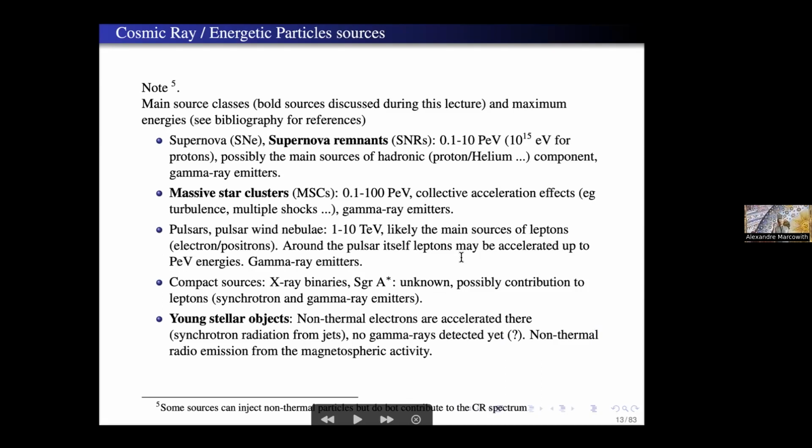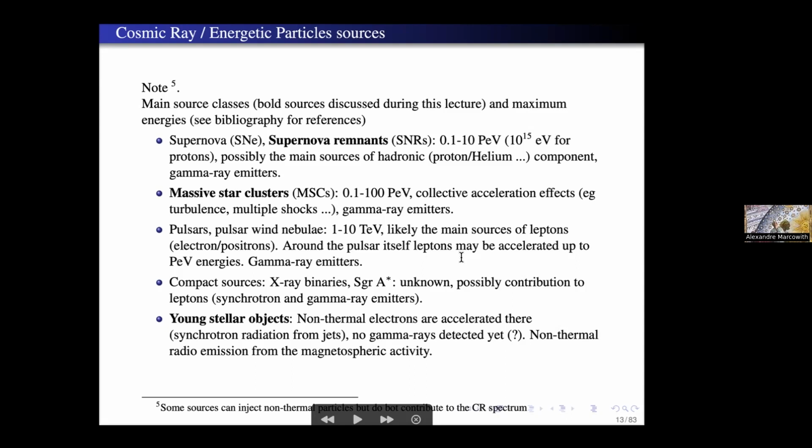Just one note here. I will always talk about cosmic rays. For me, what cosmic rays are is the particles we observe. That does not mean that all sources in our galaxy producing non-thermal particles contribute to the cosmic ray spectrum we are observing now. Some sources can produce non-thermal particles, but these may not be contributing to the cosmic ray spectrum. That's kind of a definition.